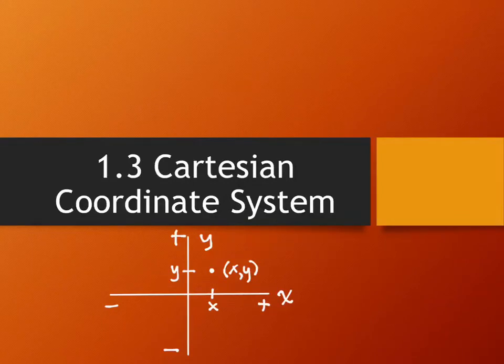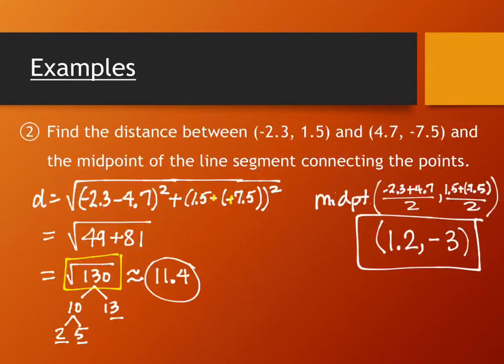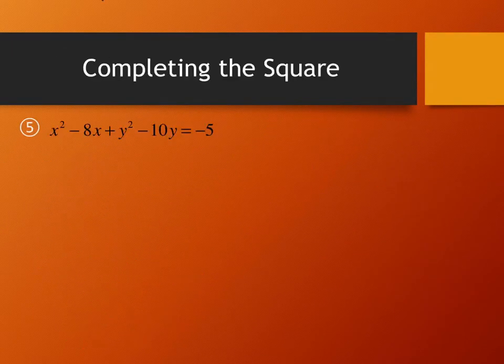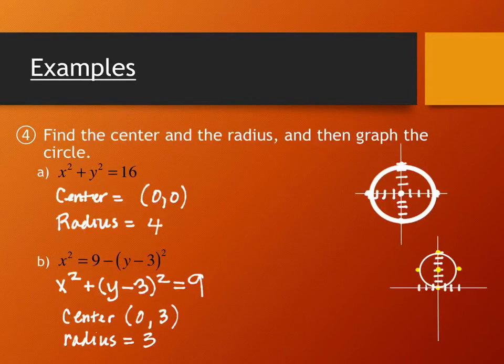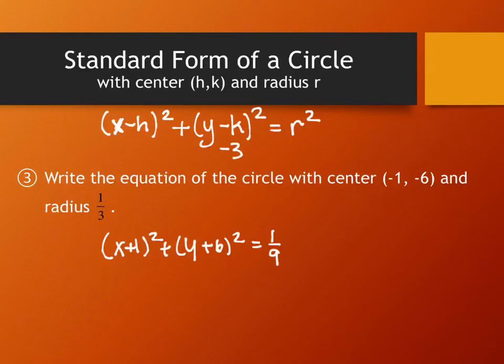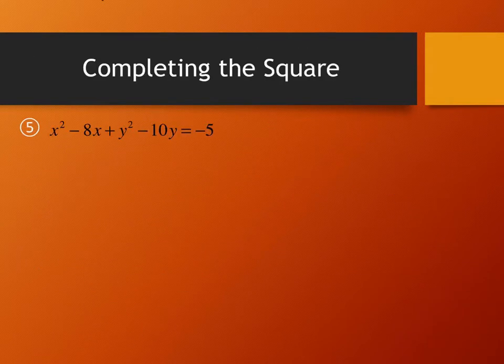We started section 1.3 last time, and we were looking at the Cartesian Coordinate System. Let's see, I believe we're on number 5. Does that look right to you guys? Awesome. Okay, so our goal when we're working with circles is to have them in this standard form. The standard form looks something like this: (x minus h) squared plus (y minus k) squared equals r squared. The reason I like that form, and you should like that form, is because it's really easy just looking at it to find the center and the radius. Now, over here, problem number 5 is actually a circle as well.